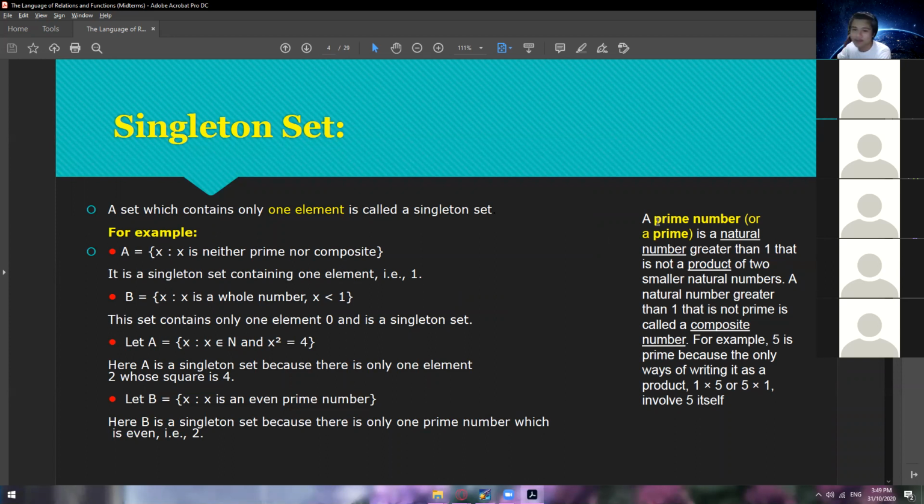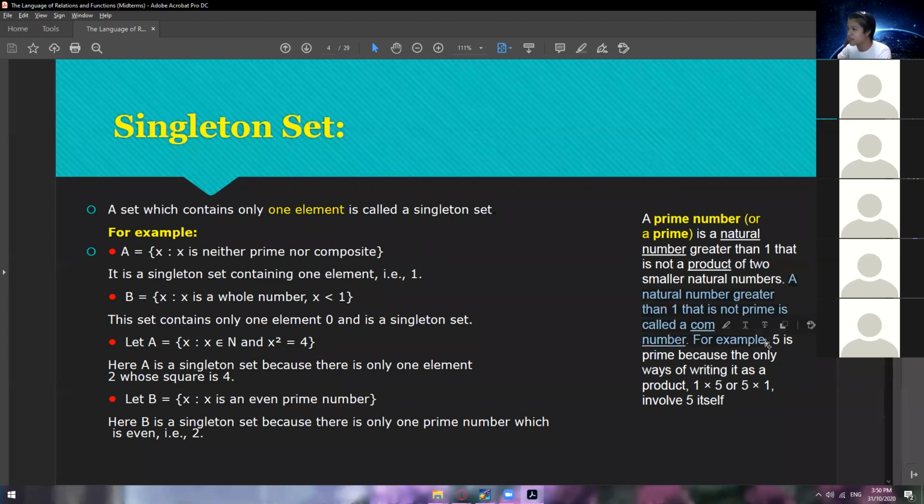So when we say prime number, hindi nakasama yung 1. So 2 and above na yung kino-consider natin, kasi sabi dito, it should be greater than 1. That is not a product of two smaller natural numbers. So dapat yung product nyo is 2 and above. And then natural number greater than 1 that is not prime is called composite. A natural number greater than 1 that is not prime is called a composite number.